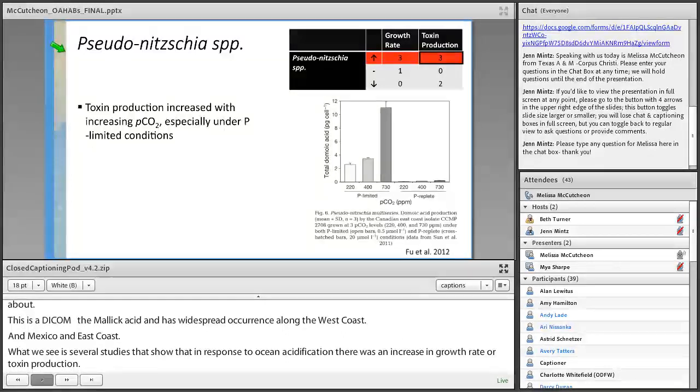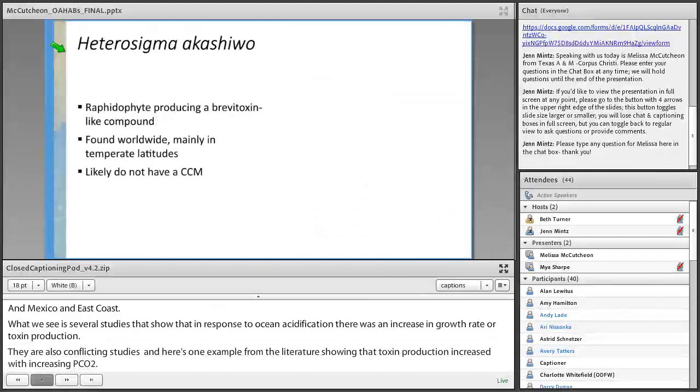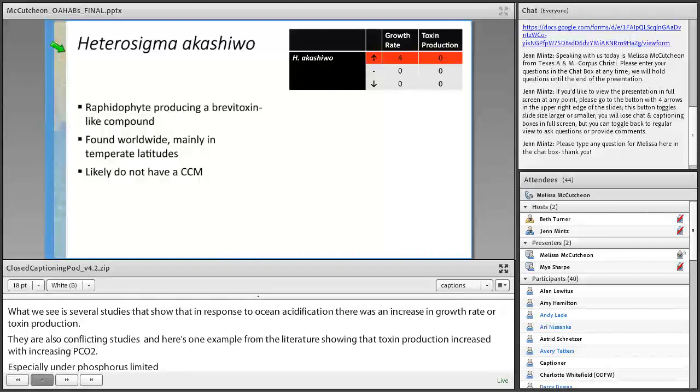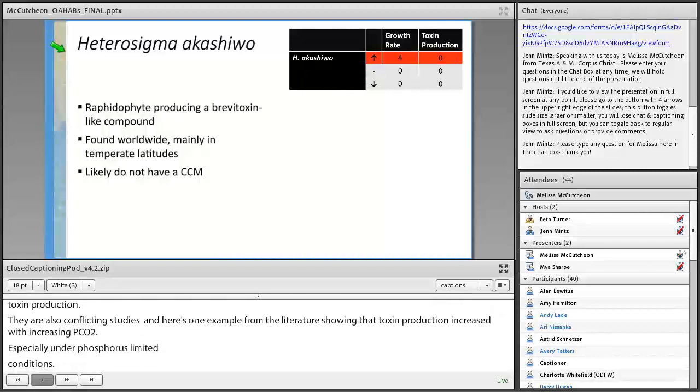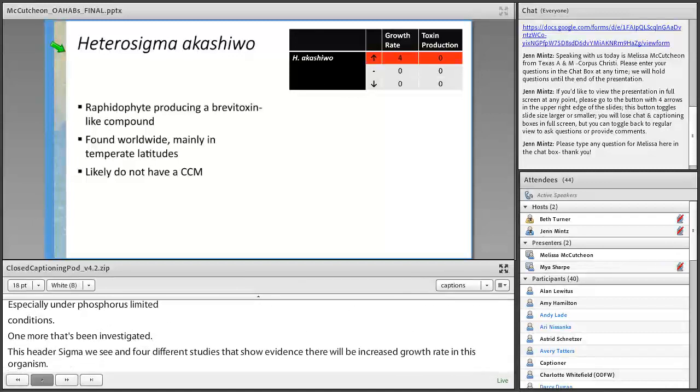And here's just one example from the literature showing that toxin production increased with increasing pCO2, especially under phosphorus-limited conditions. Okay, one more taxa to delve into that has been investigated. This Heterosigma, we've seen 4 different studies that show evidence that there will be increased growth rate in this organism. This is an organism that likely does not have a CCM, so it makes sense that they would respond positively to increases in carbon dioxide concentration.